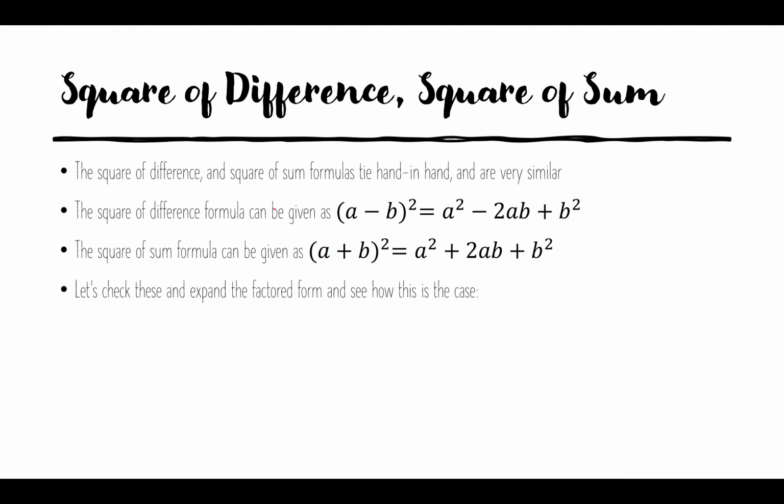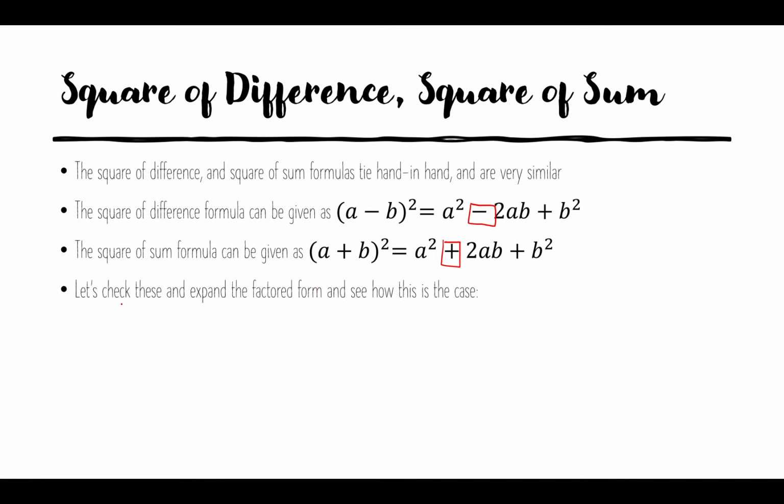The square of difference formula can be given as a minus b squared is equal to a squared minus 2ab plus b squared. And very similarly, the square of sum formula can be given as a plus b squared is equal to a squared plus 2ab plus b squared. Note the similarities here. All of the values are the same except for the difference in sign on the middle term. Let's check these as well and expand the factored form and see how this is the case.